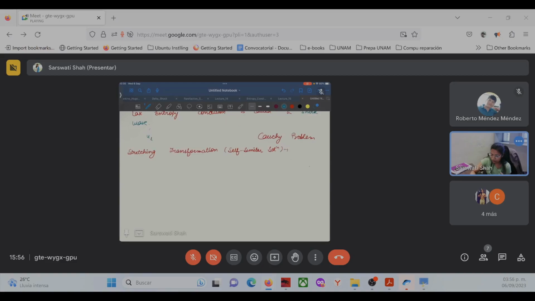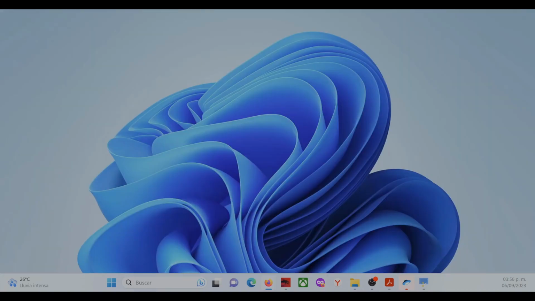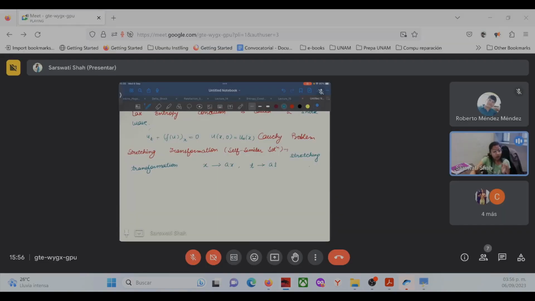The differential equation is the same. So it may be noticed that the stretching transformation x to ax and t to at, where a, small a, is any positive number. What is this? We are just transforming our coordinates x, t to ax, at. So we are taking the stretching of that coordinate. Then if we use this transformation, this partial differential equation is unchanged.